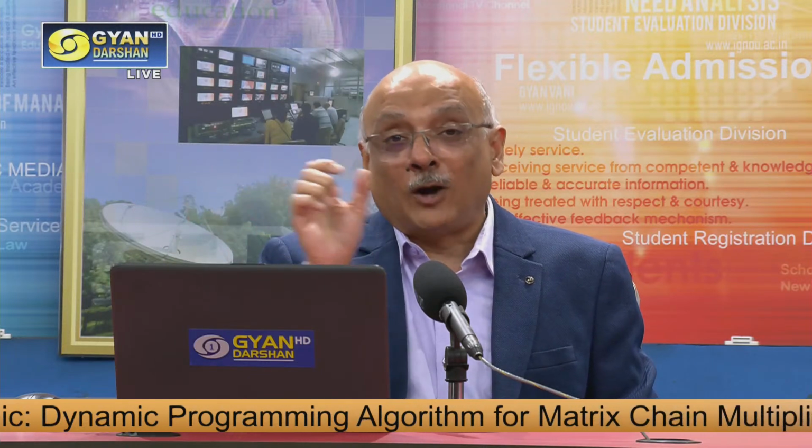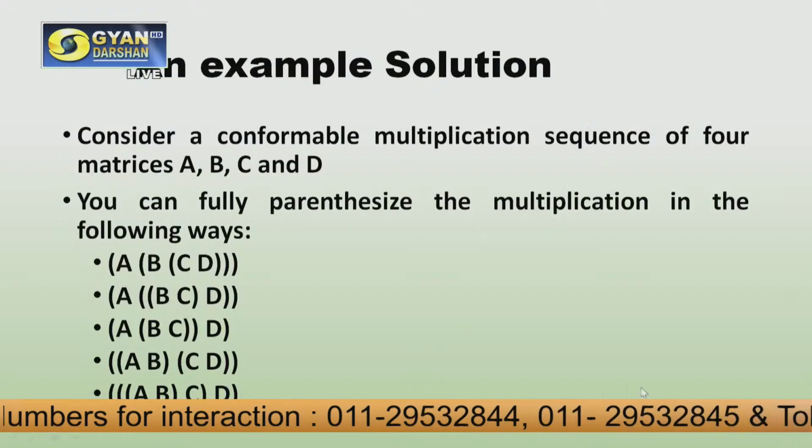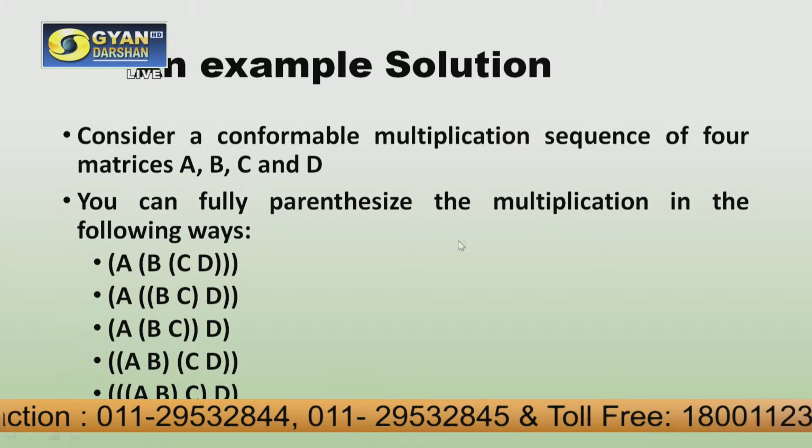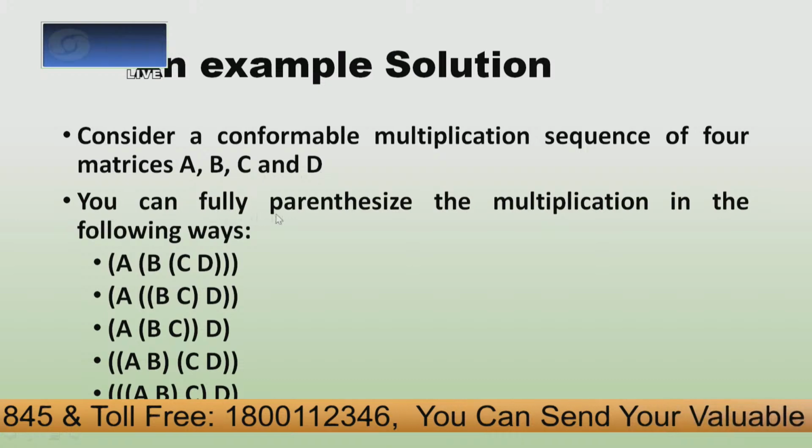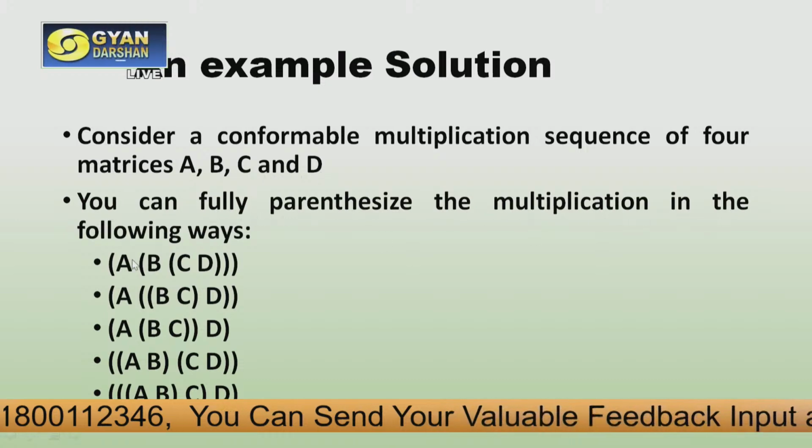So this matrix chain multiplication problem basically decides the parenthesization, that is, what pairs of matrices should be multiplied in what way, so that the number of multiplications required to compute the final matrix product is minimal. Another example: consider a conformable multiplication sequence of 4 matrices, A, B, C, D. You can fully parenthesize the multiplication in the following ways.